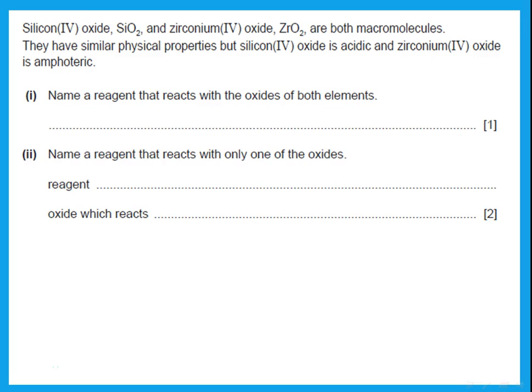Okay, he's saying silicon dioxide and zirconium oxide are both macromolecules. They have similar physical properties, but silicon oxide is acidic and zirconium oxide is amphoteric. Now, name a reagent that reacts with the oxides of both. I have something acidic and something amphoteric. If I add an acid, it will not react with silicon oxide. But if I add a base, it will react with the silicon oxide and with the amphoteric one, which reacts with either. So what I'm supposed to write is a base. The most common base that we have is sodium hydroxide.